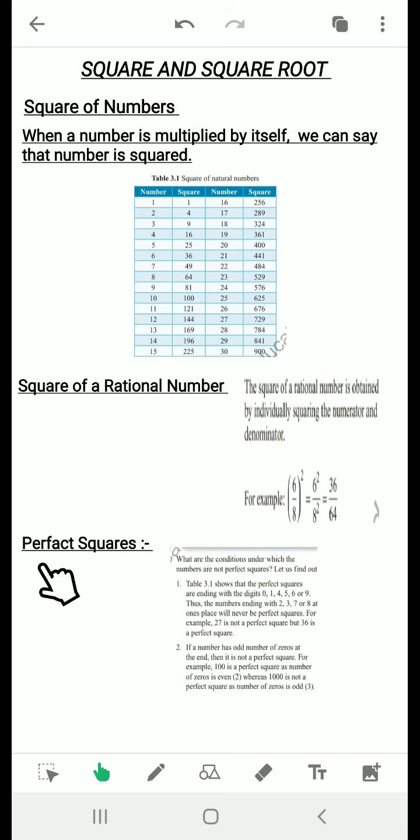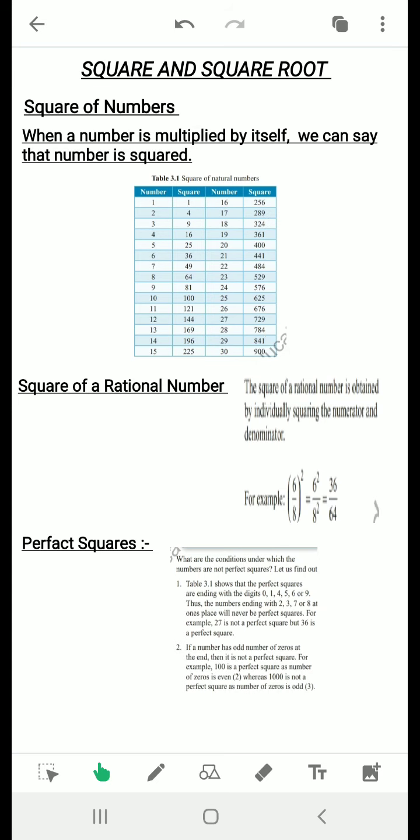Okay. Now the next topic is perfect square. What do you mean by perfect square? A perfect square number is a number that is the square of any whole number. That means here, see in the table again, this 1, 4, 9, 16, 25, 36, 49, 64, 81, 100, 121, like that. These all are perfect square numbers because these numbers are the square of some other whole number or natural number. So these all are perfect square numbers.